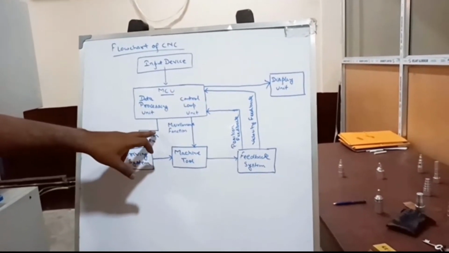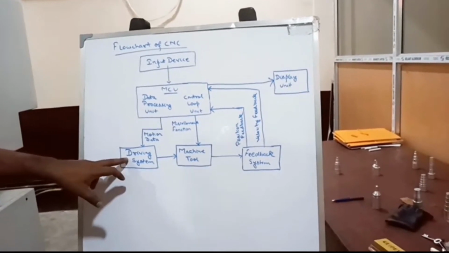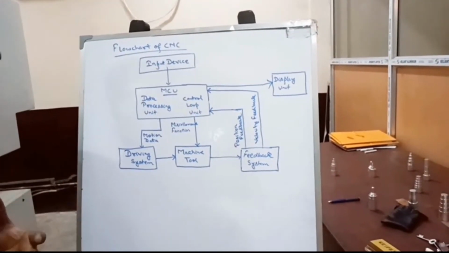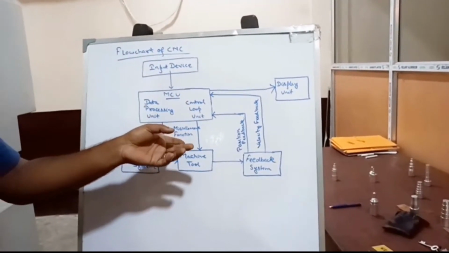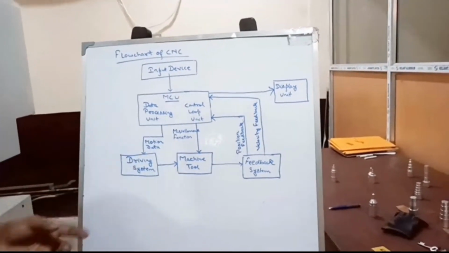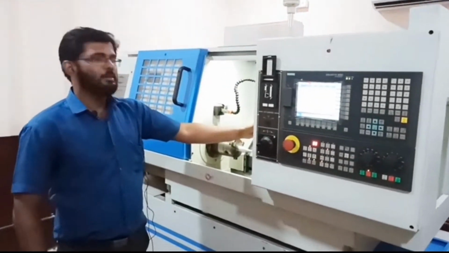That which senses the motion data goes to the driving system, through which the spindle moves. The control loop unit, take for example in our part program, comes under the control loop unit, which falls under the miscellaneous function, and that moves the machine tool. Machine tool means our cutting tool. It goes to the cutting tool.